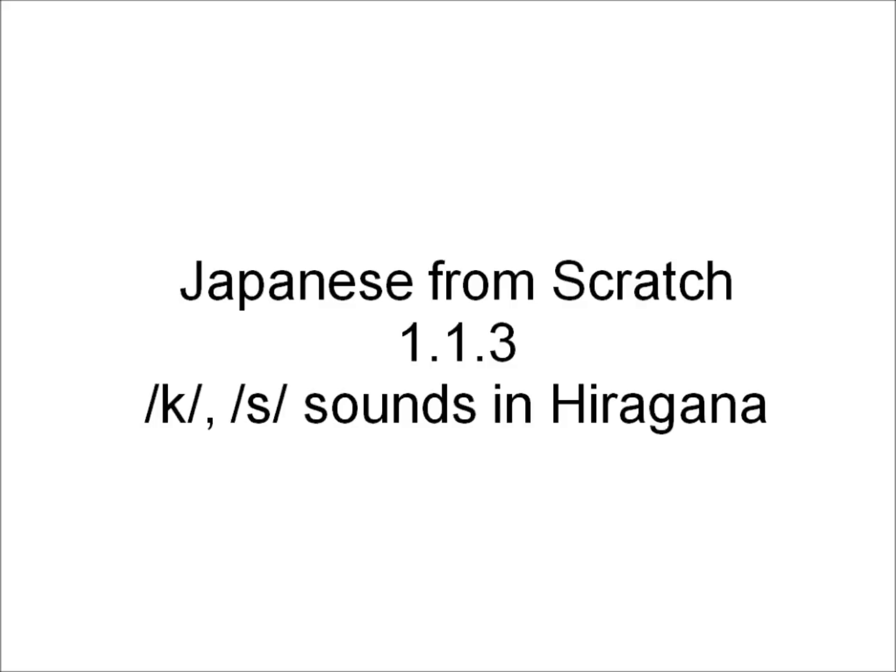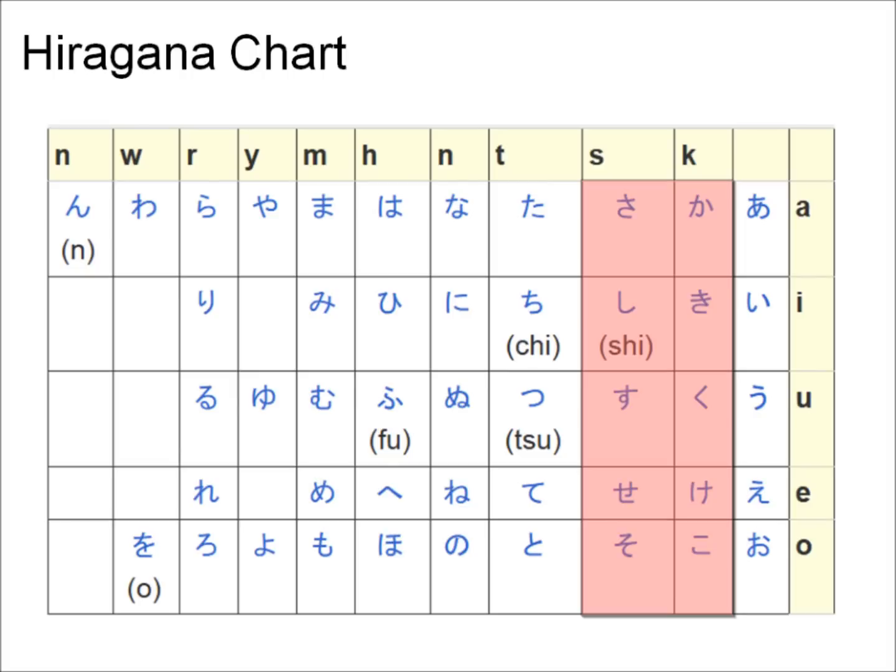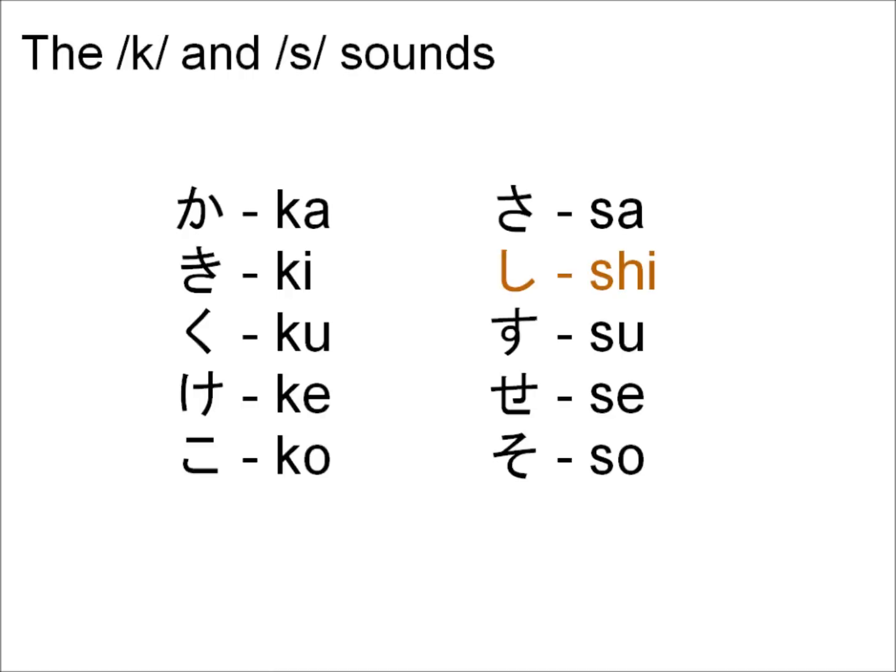In the last lesson, we learned how to write and read the 5 vowel sounds in Hiragana. In this lesson, we're going to speed things up a little bit by learning 10 new Hiragana characters for the K and S sounds. We will now learn the next 2 columns in the Hiragana chart. As I mentioned in the previous lesson, all sounds share the same 5 vowel sounds we learned in the last lesson. The K and S sounds are pronounced as follows: ka, ki, ku, ke, ko, sa, shi, su, se, so.